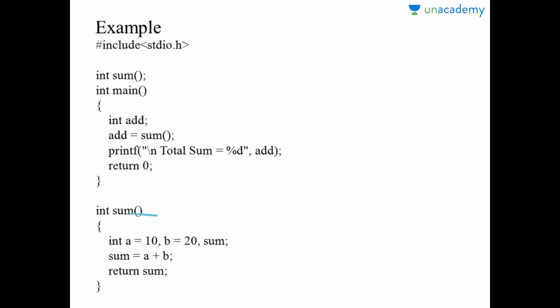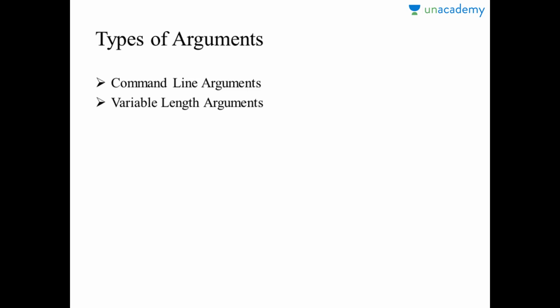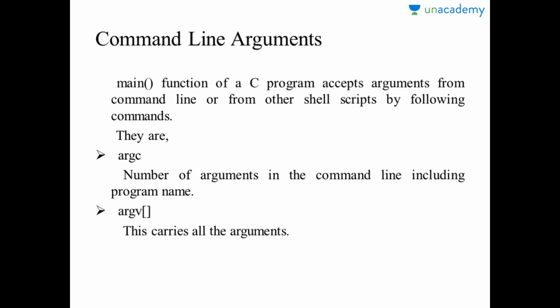So moving on, let us elaborate the last topic of this lesson, which is types of arguments. There are two types of arguments. One is command line and another one is variable length. Command line arguments are used so that we can also input arguments from other shell scripts, because the main function in a C program accepts the arguments from the command line and other shell scripts by using these two parameters here. One is argc and another one is argv.